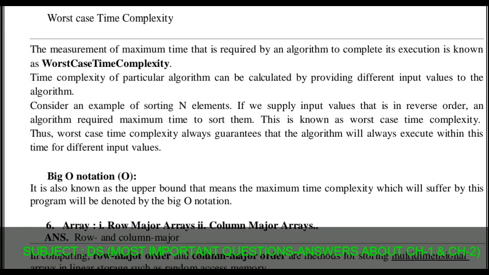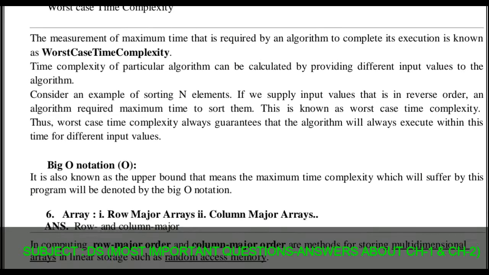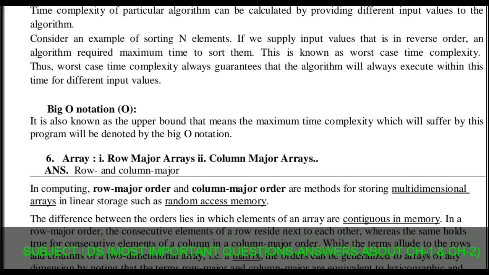Worst case time complexity is the maximum time taken to perform the algorithm execution. Consider an example of sorting elements. If we supply input values that are in reverse order, then the algorithm requires maximum time to sort them. So this is known as worst case time complexity. Then big O notation is also known as the upper bound. That means the maximum time complexity which will be suffered by this program will be denoted by the big O notation.